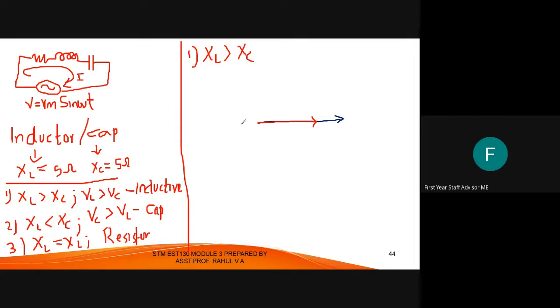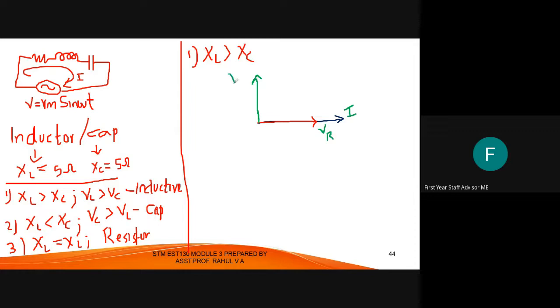voltage phasor of the inductor. For a pure inductor, voltage leads current by 90 degrees. Leading means in the anti-clockwise direction you have to draw by 90 degrees. Then for a capacitor, I have to mark all these things. Okay, this is I, this is VR, and this is VL.